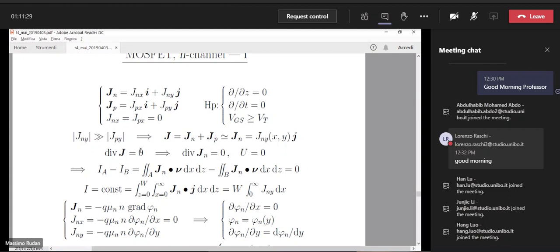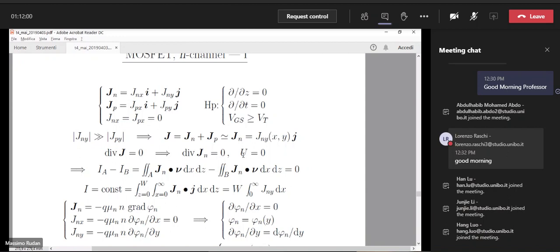We are in a steady state condition, so the time derivative of the charge density is 0. So we are left with divergence of J equal to 0. But as we said before, J is equal to Jn. So that implies that the divergence of Jn is also equal to 0, which means that the recombination is 0.